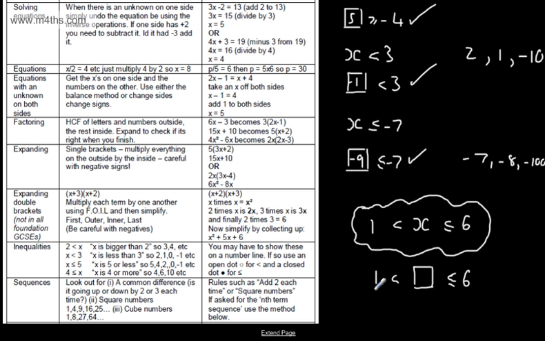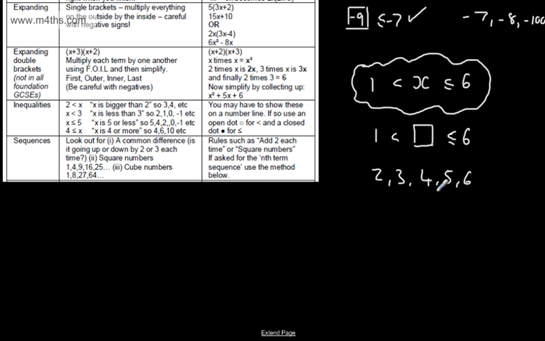Can we include 1? The answer is no. Can we include 2? Yes, we can. Can we include 3? Yes, we can. 4 we can. 5 we can. And 6 we can, as it's included. So all of these numbers would work. If you think 2 is bigger than 1, but 6 is bigger than 2. 3 is bigger than 1, but 6 is bigger than 3. And then we put here 6 is equal to 6, but 6 is bigger than 1. So these now are all of the integers that satisfy this inequality.